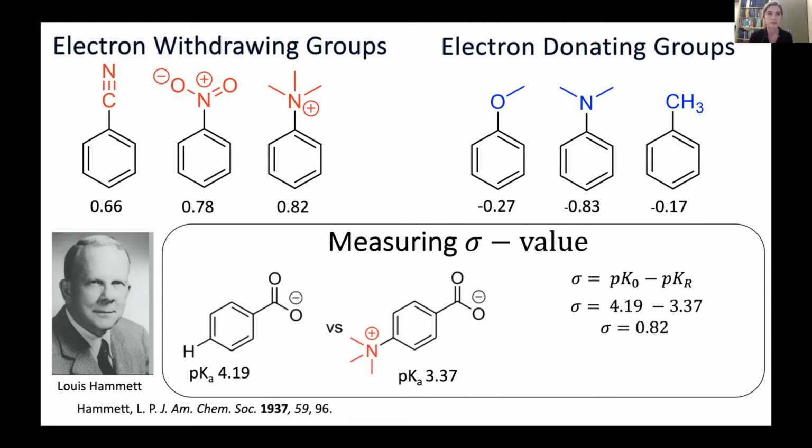The ammonium group is an electron withdrawing group. So what it does is it pulls electron density away from that negative oxygen, and that stabilizes the molecule. And that would be the case with each of these electron withdrawing groups that we see on the top right. If we added an electron donating group, this would push more electrons into that system and destabilize the molecule. So the pKa would increase. This would produce a negative sigma value and deactivate the reaction.